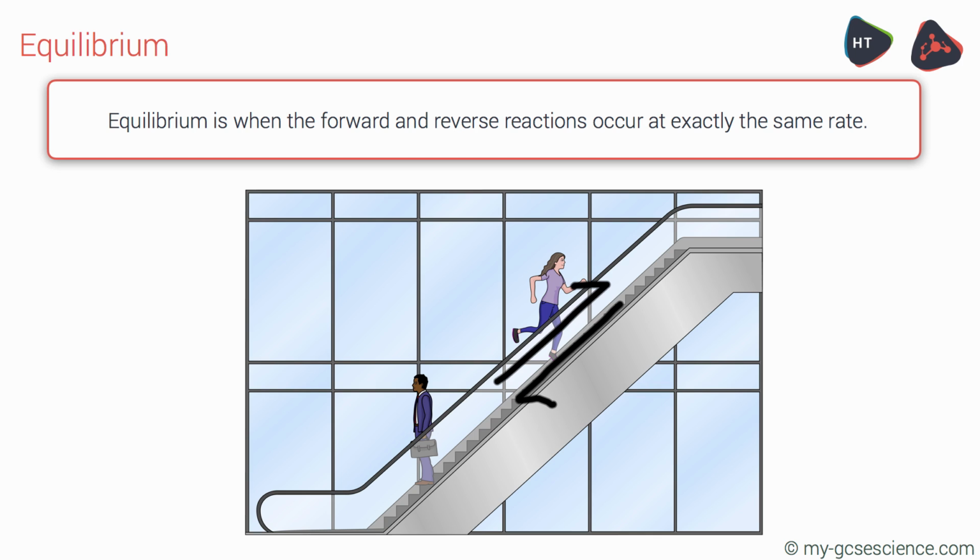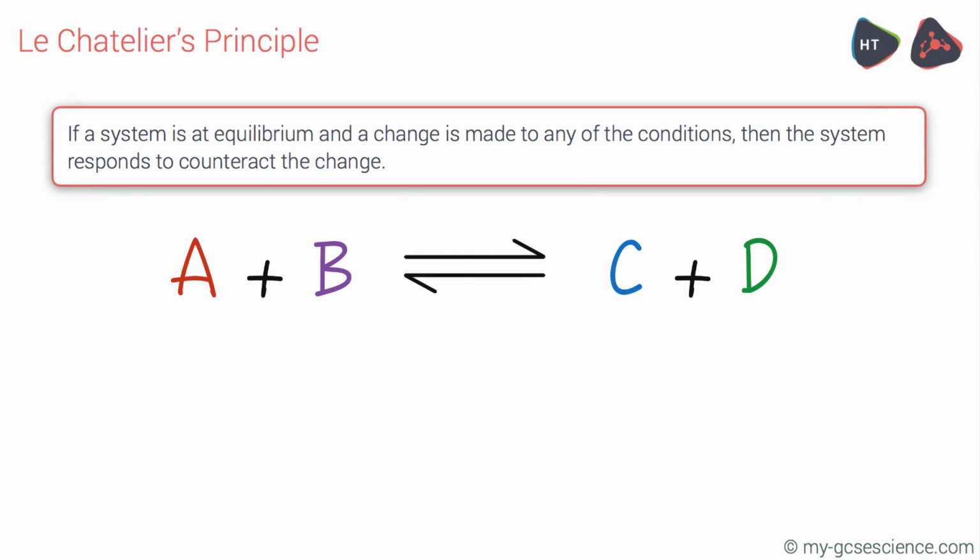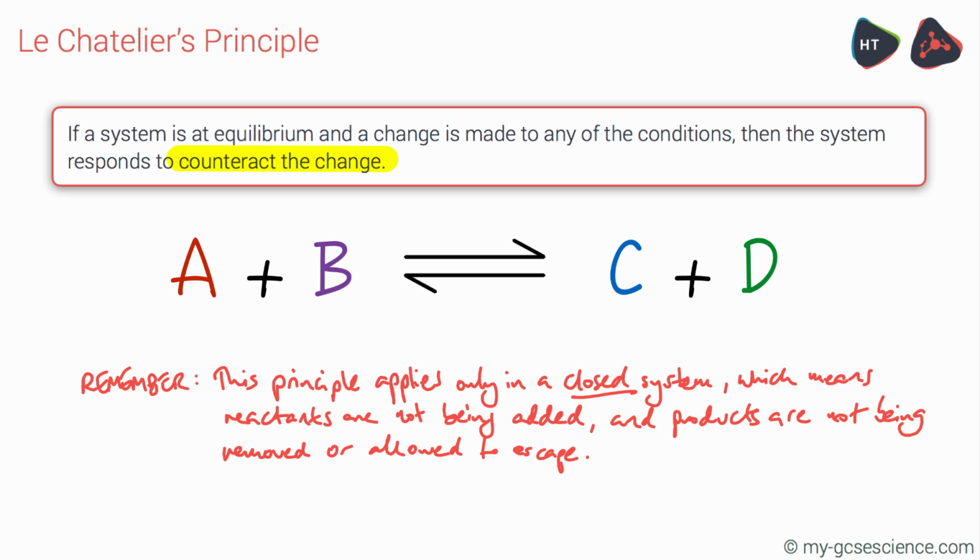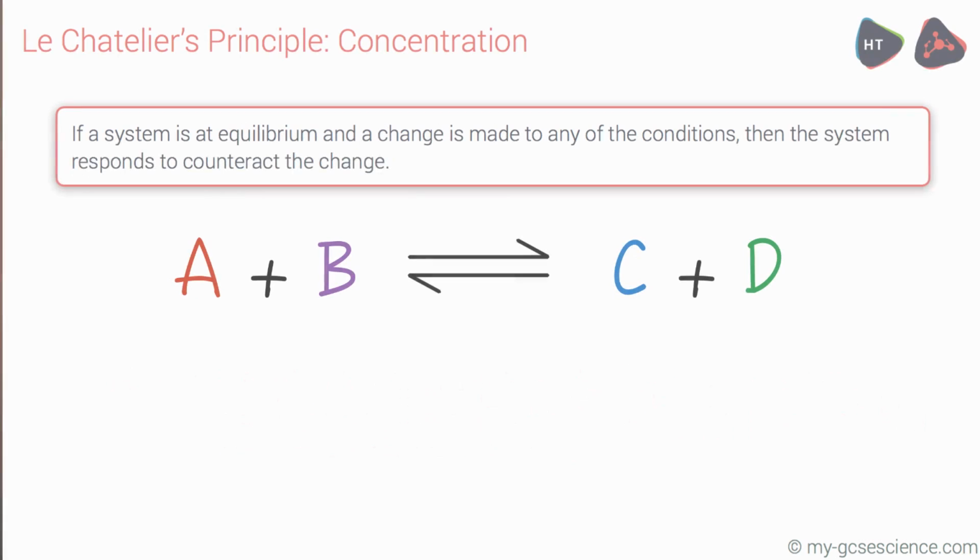And the amount of reactants compared to products at equilibrium depends on the conditions of the reaction. If a system is at equilibrium and a change is made to any of the conditions, such as concentration, temperature, or pressure, then the system will respond to counteract the change. This is called Le Chatelier's principle. Let's have a look at how it works for each of the different conditions.